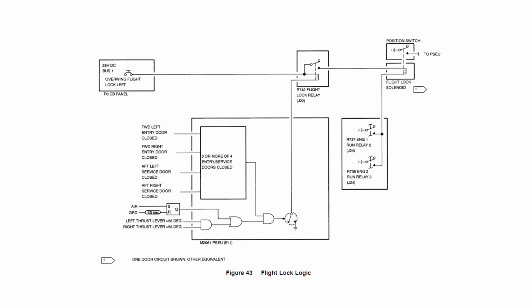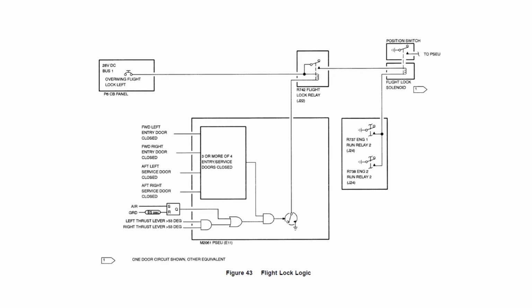And the PSEU. The PSEU is a proximity switch electronic unit. It processes all the landing gear positions, sensors, etc. We're going to go through that when we do landing gear in Module 3 in greater detail. But let's have a look at the logic then for the flight lock.